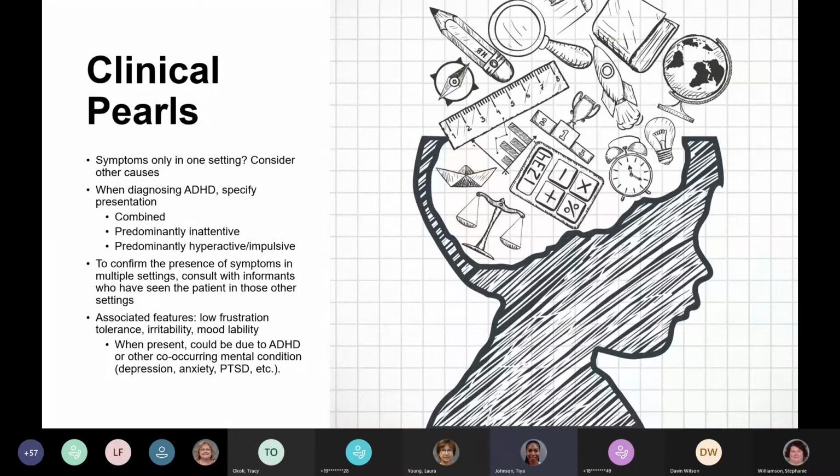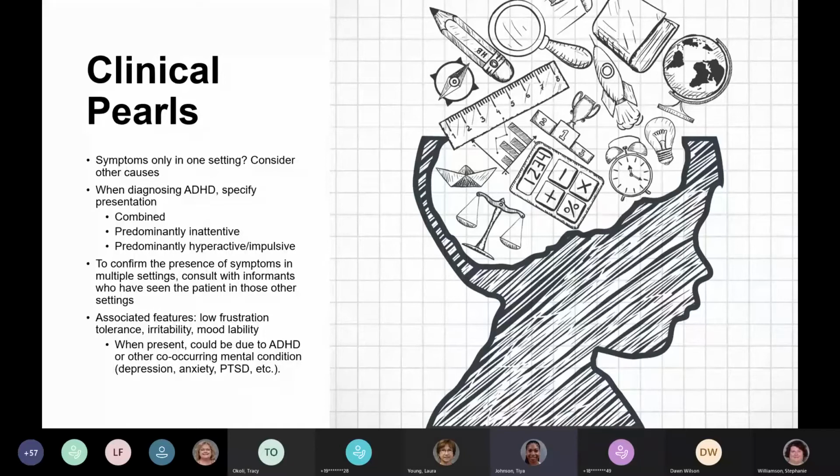So my first set of clinical pearls is back to the one setting thing. If you have symptoms only in one setting, so only at home or only at school, one should consider other causes of the symptoms, which are usually psychosocial and/or environmental in cause. Like if it's only at home, maybe it has to do with the parenting style of that parent in the home setting. Or if it's only at school, maybe that teacher struggles with appropriate classroom management skills. So you look into other things if you're only getting severe symptoms that are affecting functioning in one setting.